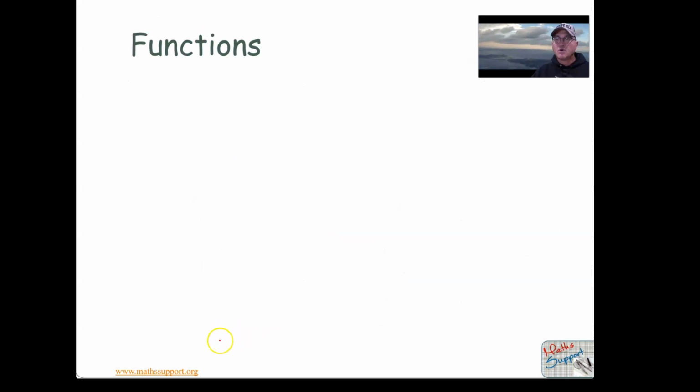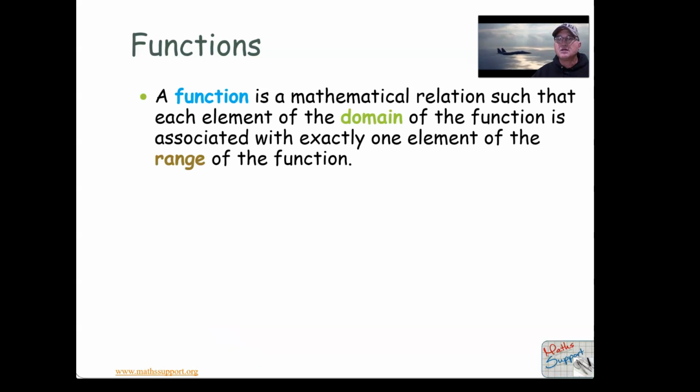So what makes a relation a function? A function is a mathematical relation such that each element in the domain of the function is associated with exactly one element in the range. A way to recognize this is if we wrote them out as ordered pairs, there would be no repeating x-coordinates. The y-coordinates can repeat, the x's can't.